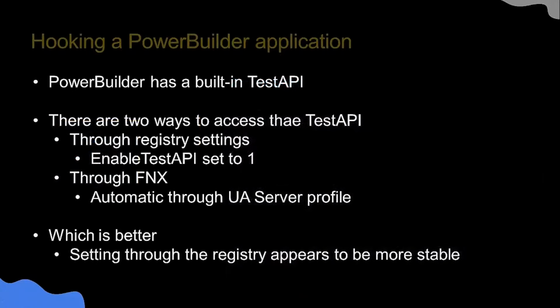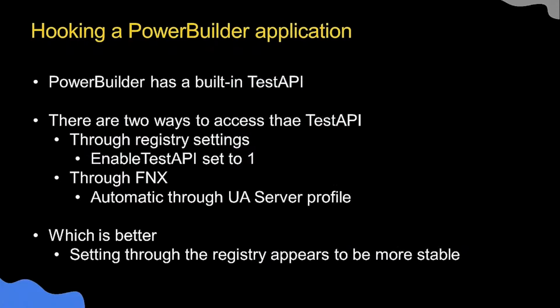I'm going to start out by talking about how we hook into a target application, because in order to learn about the objects and be able to interact with the objects, this is the graphical user interface part of your application, we need to hook into the target application. And there's a couple of ways to do that. There's a test API that's enabled through registry settings, and then there's something called FNX that you can just turn on inside of your PowerBuilder profile. So let me talk about those two methods.